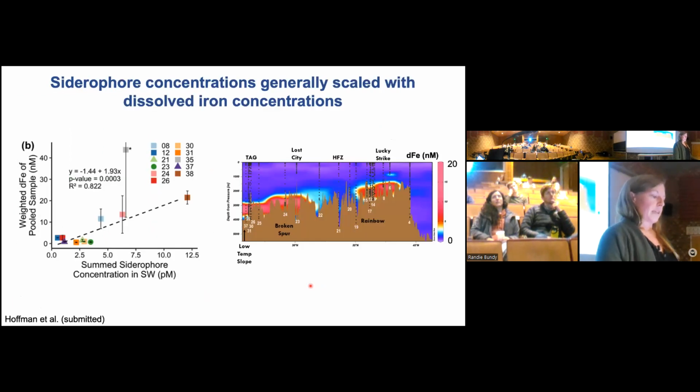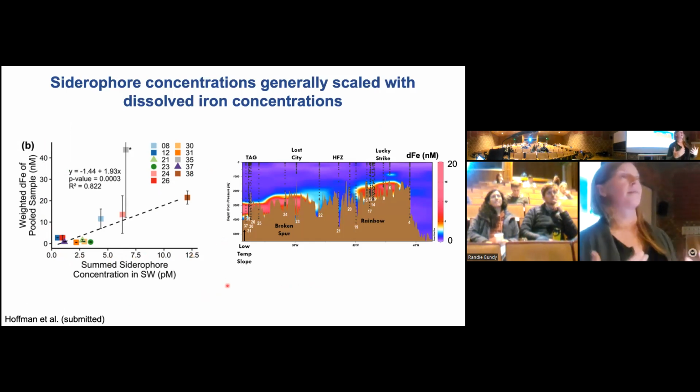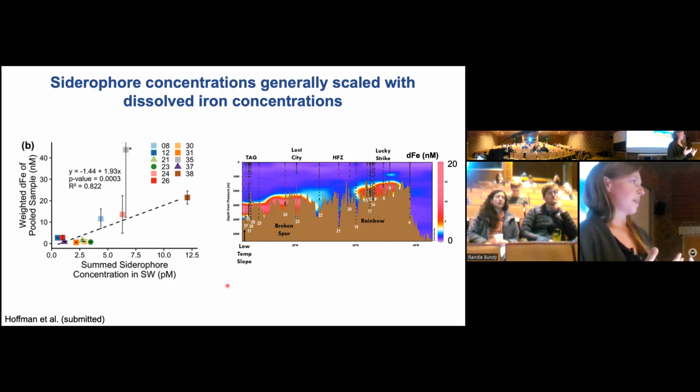Another thing that was really interesting and unexpected is that actually we saw more siderophores where we saw more iron. So here we have the dissolved iron concentrations on the y-axis, and then the siderophore concentrations on the x. In the samples where we had a lot higher iron concentrations, we saw even more siderophores. And that's kind of opposite of what we expected. Actually, we thought that maybe where iron is super scarce, we would see more of these compounds. And that's a little bit what we see in surface waters, but that's not what we saw here.